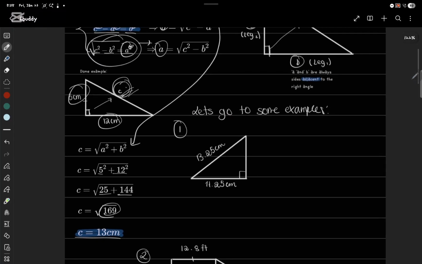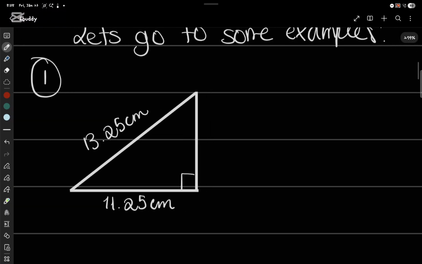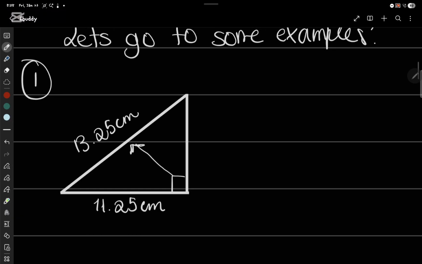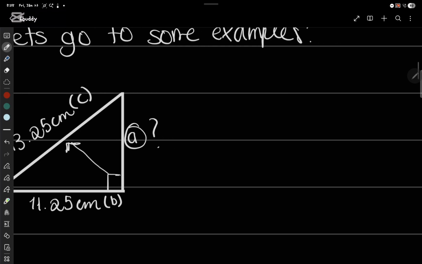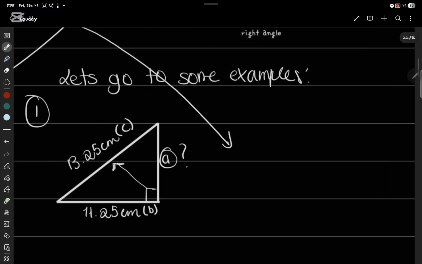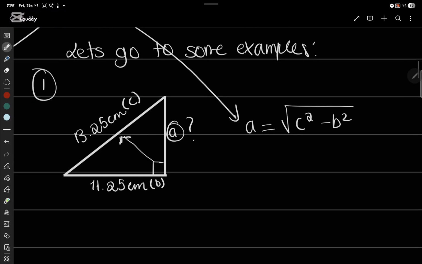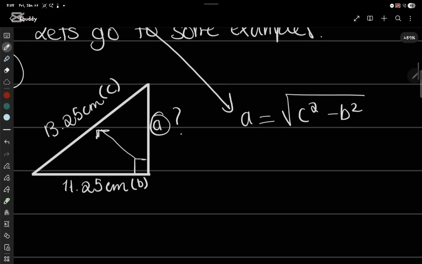Alright, so let's go through some more examples. We have this triangle over here. Now we see that the side opposite to the right angle, that's C. So C is given, and this side is adjacent to the right angle, so you can call this B. So you have this side I'm going to solve for. Now we can go back to the formulas. See, A, so you got A equals the square root of C squared minus B squared. Okay, so you can just apply the formula straight away.